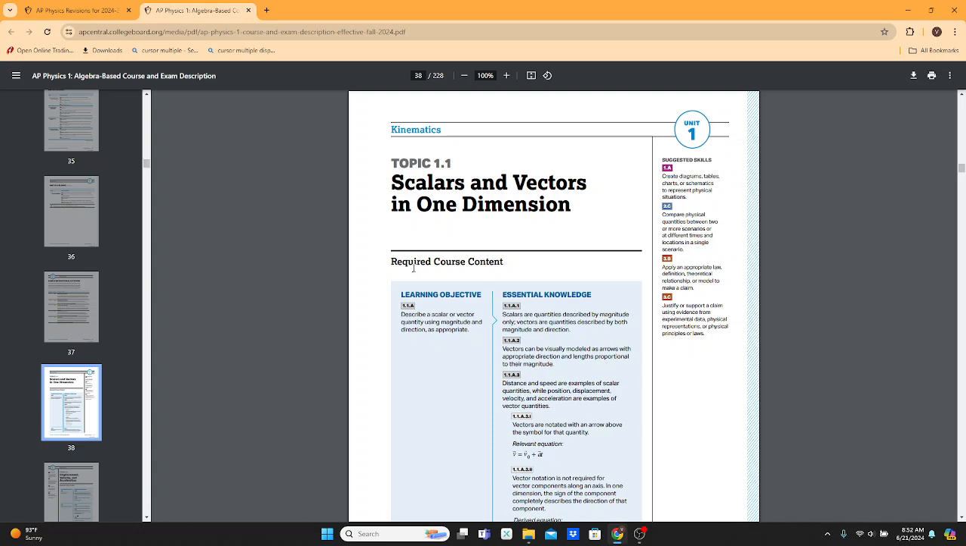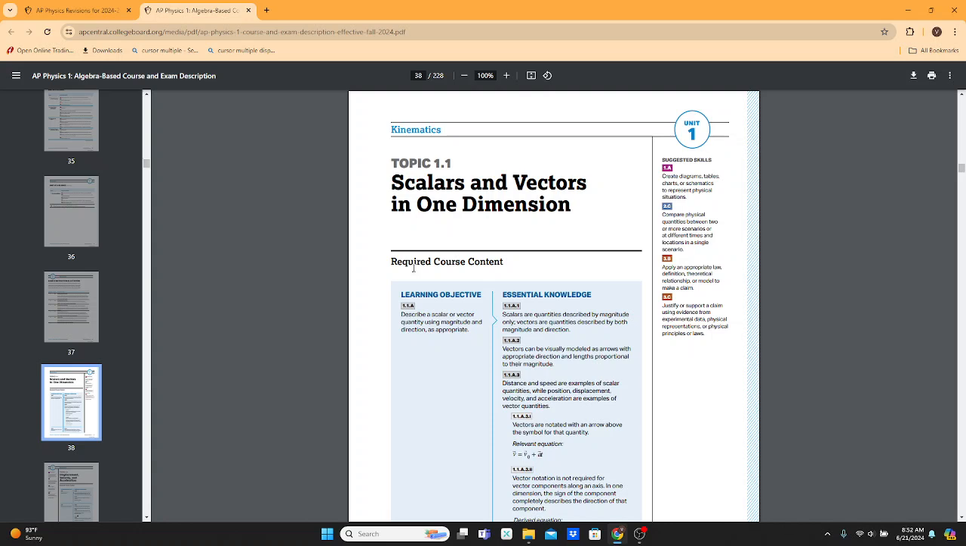On top of this, it tells us things that we need to know. Not everything we need to know, but things that can help us, like how scalars are measured by magnitude only, while vectors are measured by both magnitude and direction. Another thing is that distance and speed are both scalar quantities. And the last thing is the suggested skills, like 1.A, where you want to create diagrams to show physical situations, or 3.B, using an appropriate law or definition to make a claim.